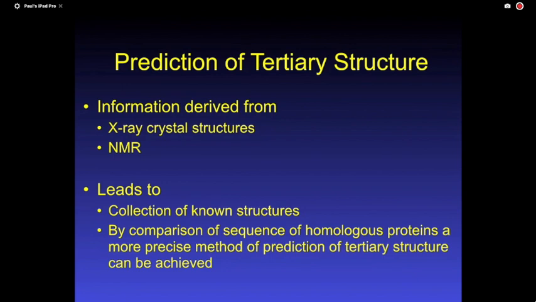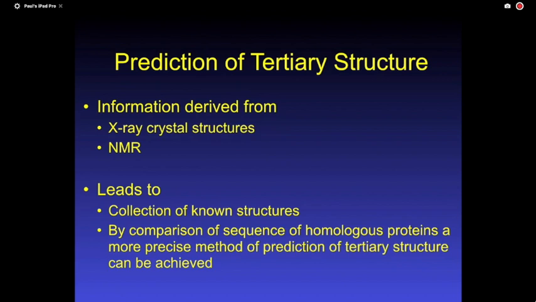Okay. Now, all of the different types of information that you can get, X-ray, NMR, lead to a collection of known structures, of which they need to start to agree. If they don't agree, then you have more issues and you get lots of debates. But this is what can help us out.